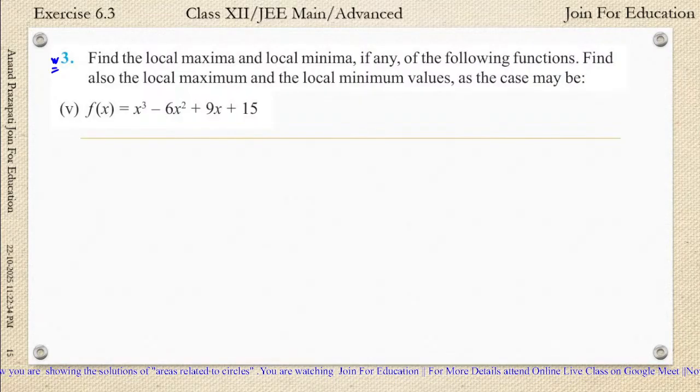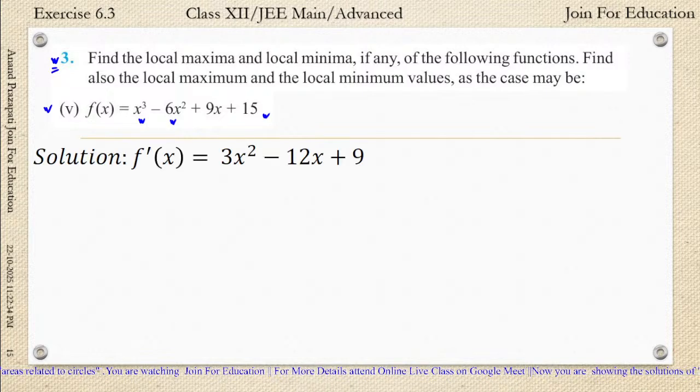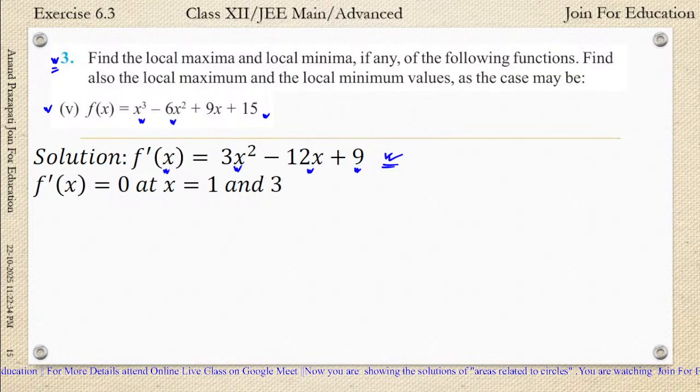Let's see the question number 3 to 5. f x equal to x cube minus 6x square plus 9x plus 15. First derivative of the function is 3x square minus 12x plus 9. After this there is no problem to understand up to this step. First derivative of the function, or f dash x, equal to 0 at x equal to 1 and 3. After this there is no problem to understand up to this step.